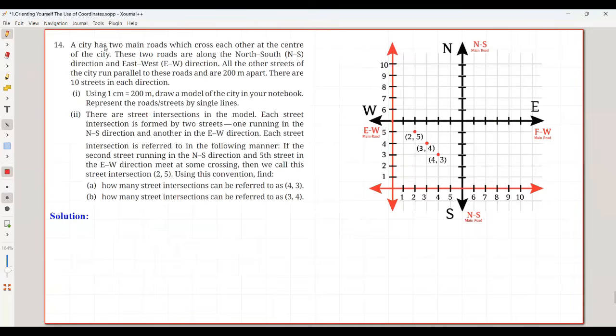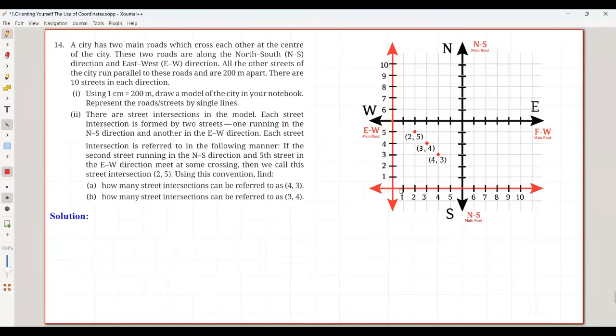Question number 14. A city has two main roads which cross each other at the center of the city. These two roads are along the north-south direction and east-west direction. We know the directions: WE and NS. Now this is the direction position: west, east, north, south. All the other streets of the city run parallel to these roads and 200 meters apart. There are 10 streets in each direction.